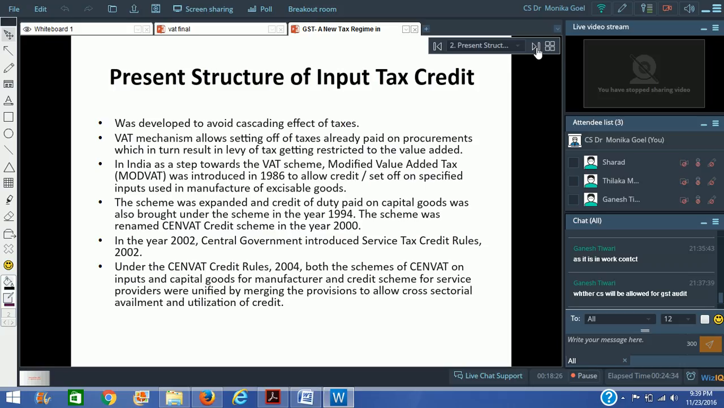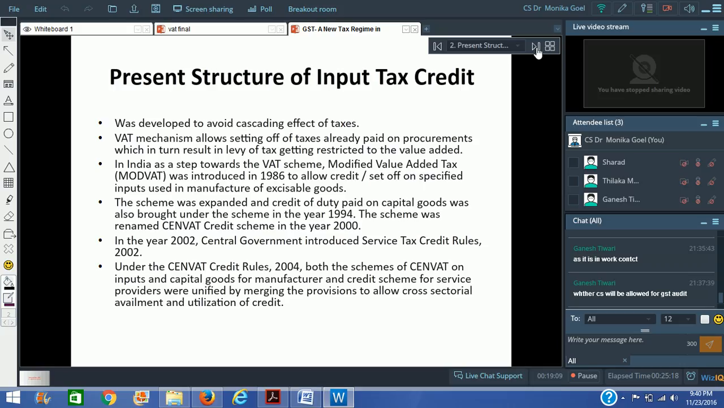So we come to GST, and it is a kind of revision of all kinds of taxes that we have under the indirect taxes except customs duty, because customs duty is not getting subsumed in GST. If you look at the present structure of input tax credit, you have seen the input tax credit concept being followed in service tax, in excise, and in value added tax, that is VAT, as well. This input tax credit concept was developed way back in 1986 to avoid the cascading effect of taxes, right?